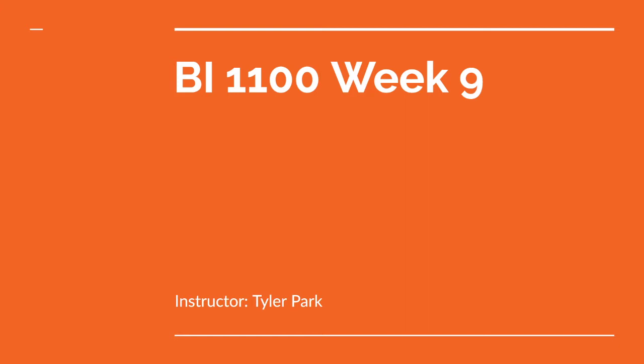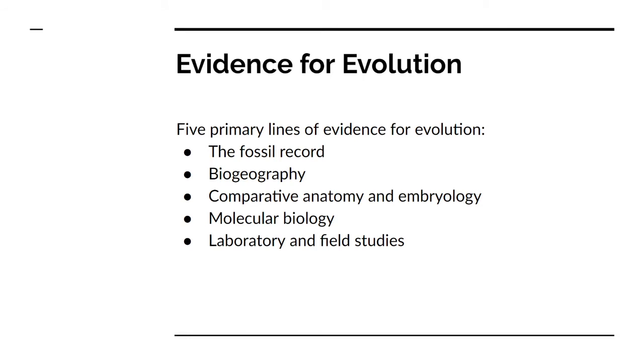Today we're going to be covering the end of Chapter 10, which is Evidence for Evolution. We have these five that we're going to be talking about today. These are the primary ways that scientists have found supportive evidence for evolution. So we have the fossil record, biogeography, comparative anatomy and embryology, molecular biology, and laboratory and field studies.